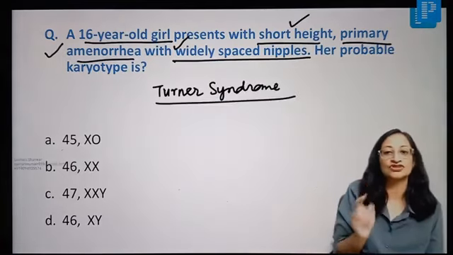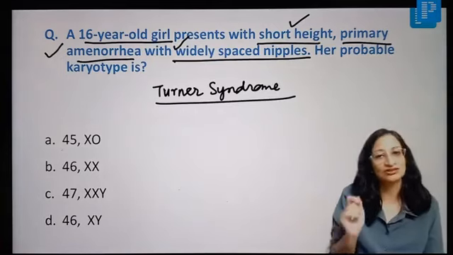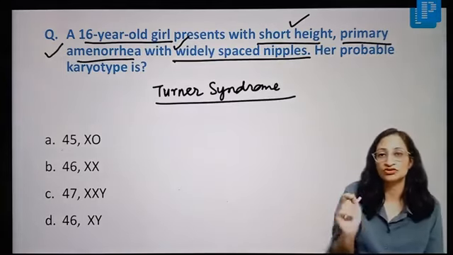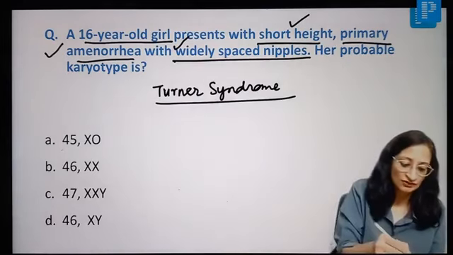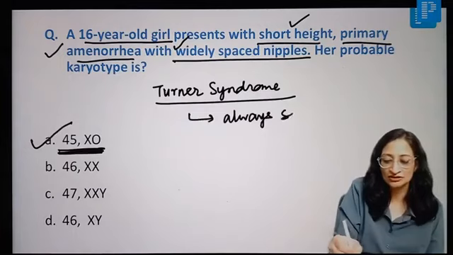Awesome. Turner syndrome is a condition where there is a single X chromosome and no Y chromosome. Normally the total number of chromosomes we have is 46, but in Turner syndrome, there is a single X chromosome, no Y chromosome, so the total number of chromosomes will be 45. So our answer will be 45XO. And because there is no Y chromosome, Turner syndrome is always seen in girls.